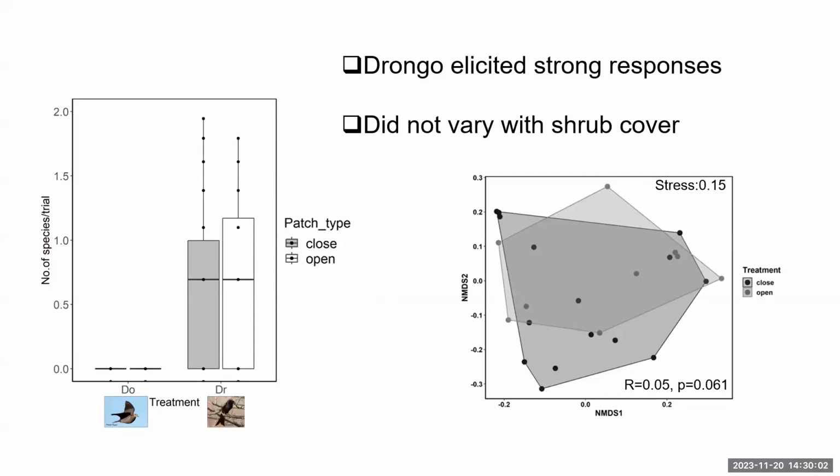The box plot shows that indeed the drongo elicited the highest number of responses. So more species went to the drongo compared to dove, but there were no differences in the number of species that went to the drongo in open versus closed patches. Similarly, species composition, so species that came to the drongo, did not vary between open and closed patches.